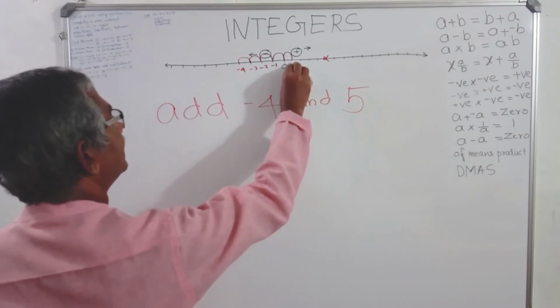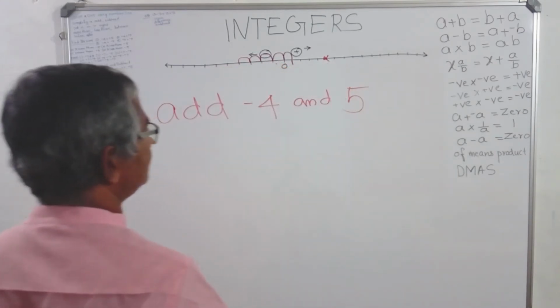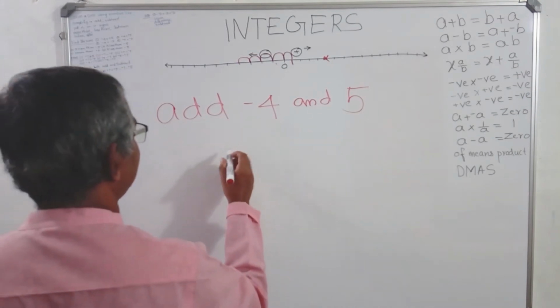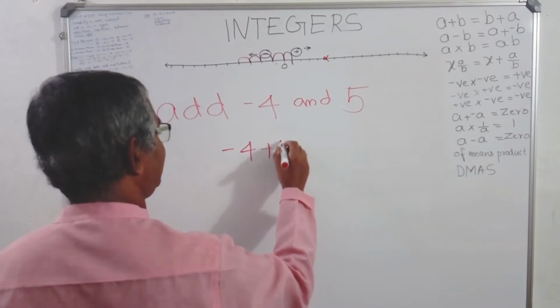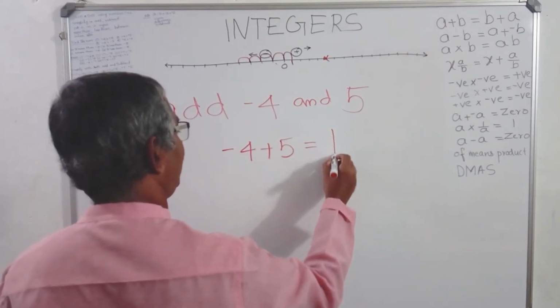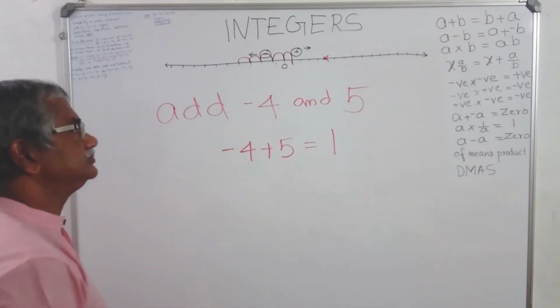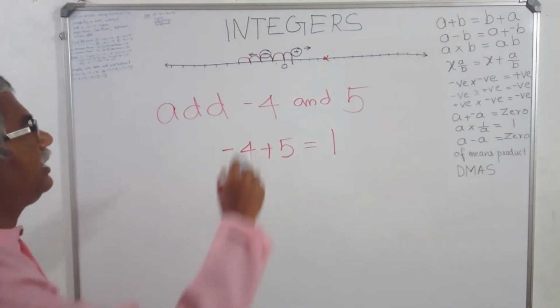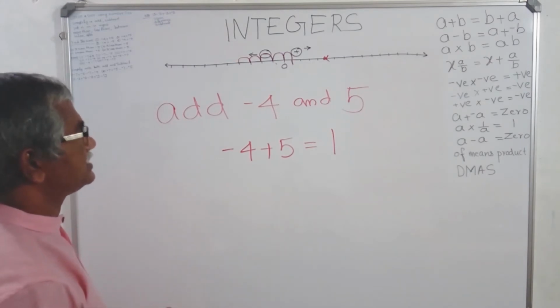So what can we say simply? We are saying simply the answer is -4 plus 5 means 1. That is 1 unit in front of 0, or 1 more than 0. I hope you can understand it well.